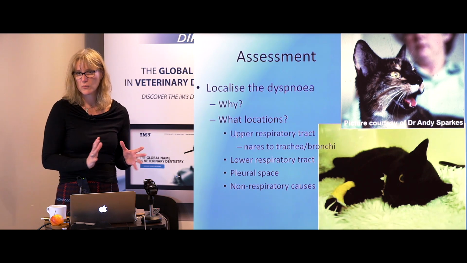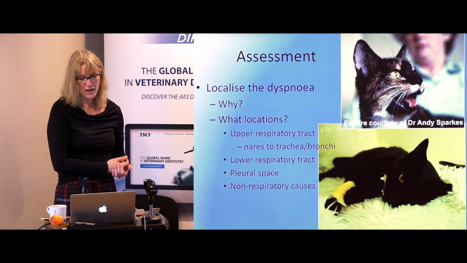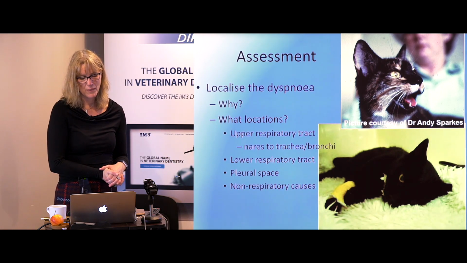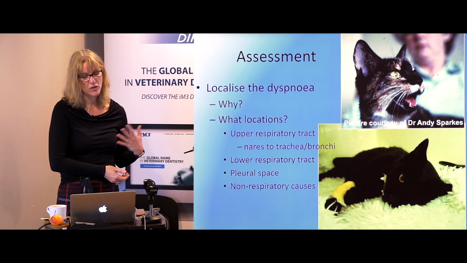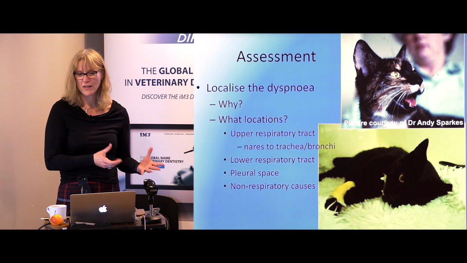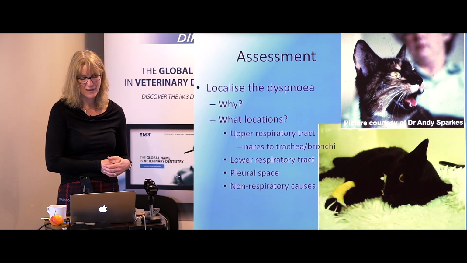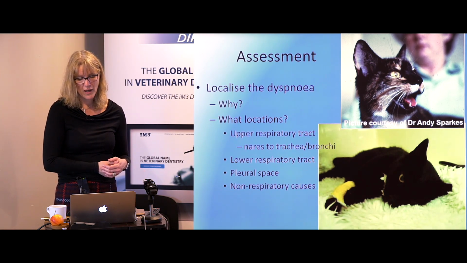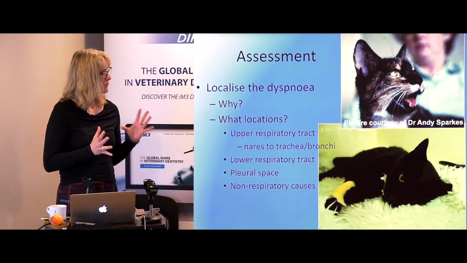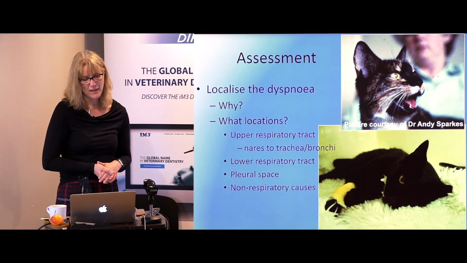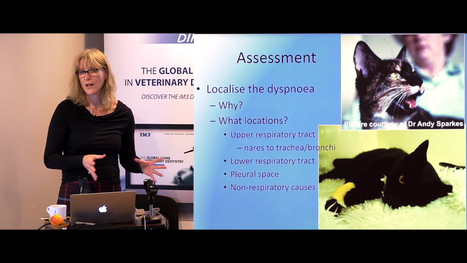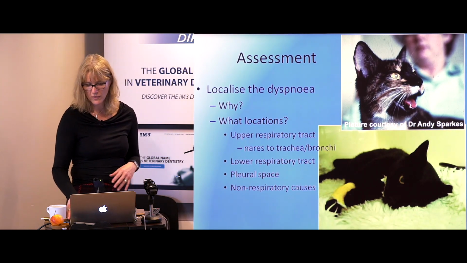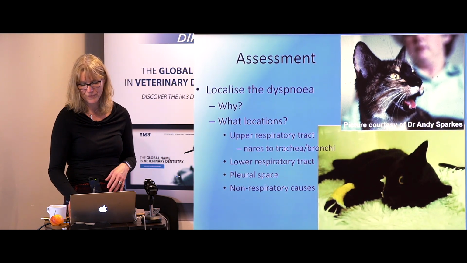But then we have the lower respiratory tract, so the trachea, bronchi, pulmonary tract, and then we have the pleural space, so things there reducing the amount of space available for the lungs to expand in, and then lastly, non-respiratory causes of breathing difficulties. So our efforts always with a dyspneic cat should be, in the first instance, to try and localise, well, where is that dyspnea, because that's going to tell us what we should do next in terms of investigations or stabilisation.